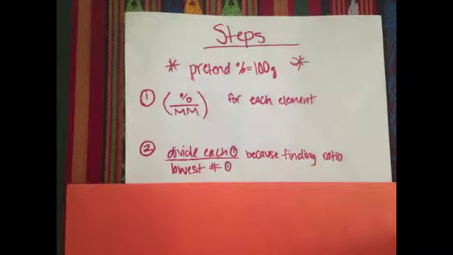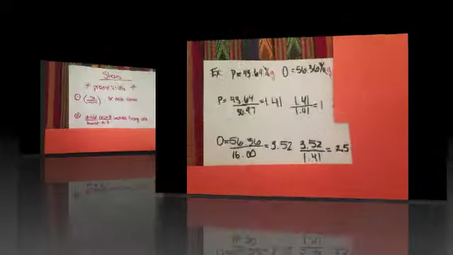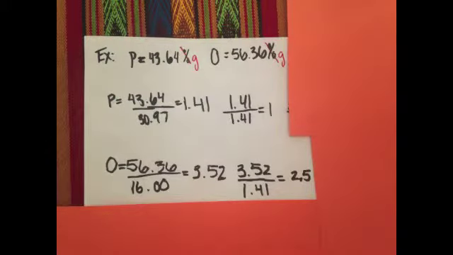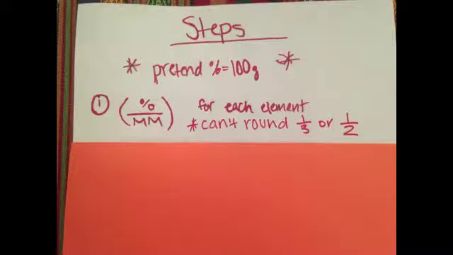So the second step for finding the empirical formula would be to divide each answer you got in number 1 by the lowest number or lowest answer you got in number 1. So just a reminder that if you get 1/3 or 1/2 in your answer after dividing the percentage given by the molar mass, you can't round.